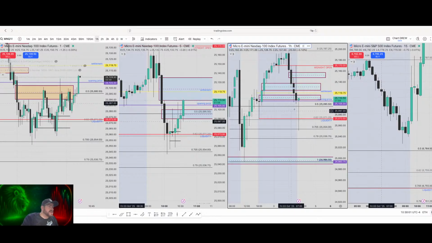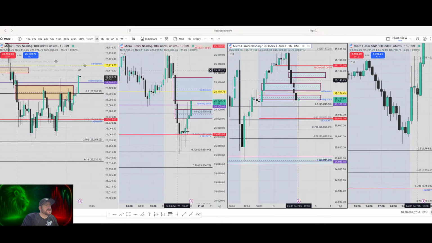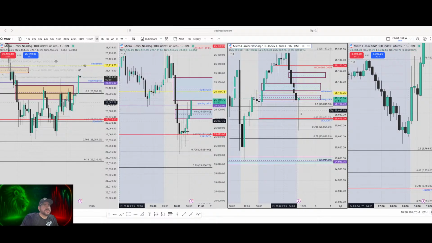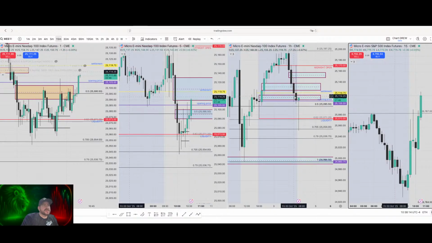We're going up now. Now we're in the 5 minute with this breaker here. So it looks pretty decent right here. We'll see what happens here. We took out some more highs on ES.